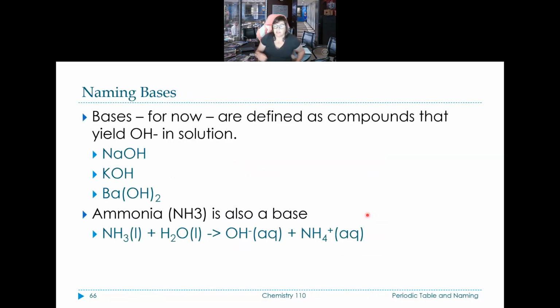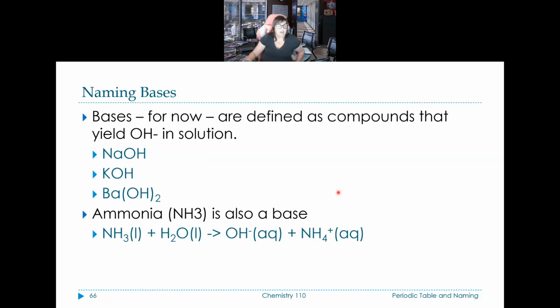Bases, for now, are defined as compounds that yield OH minus in solution. So NaOH, KOH, Ba(OH)2 give me OH minus when they dissolve. So NaOH becomes Na plus and OH minus, KOH becomes K plus and OH minus, Ba(OH)2 becomes Ba 2 plus and 2 OH minus. Ammonia is also a base.